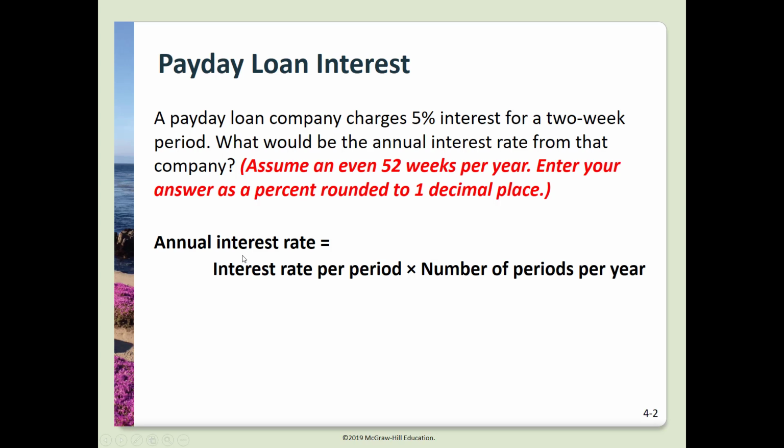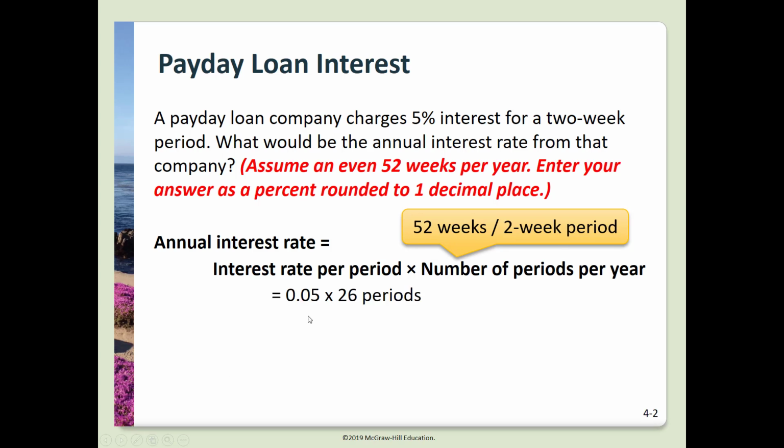So here's our formula for the annual interest rate. We'll take the interest rate per period and we'll multiply it by the number of periods per year. So since we're assuming 52 weeks per year, and in the problem it states that the payday loan company uses a 2-week period, we'll take the 52 weeks divided by that 2-week period. So then we'll take our interest rate of 5% or 0.05 when we rewrite the percentage as a decimal number and multiply it by the 26 periods. When I multiply those two numbers on my calculator, I get 1.05 or 105% as the annual interest rate.